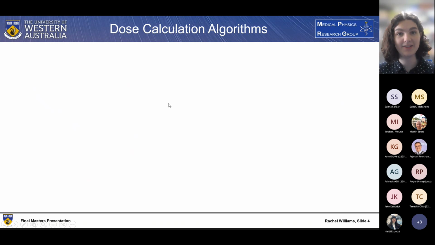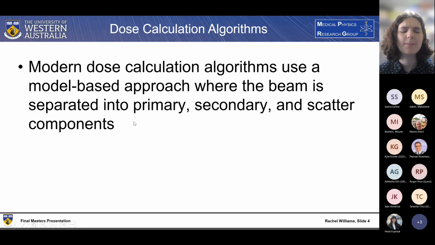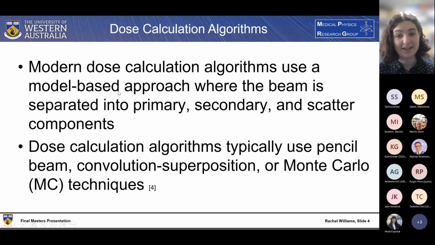A bit of background on dose calculation algorithms. Most modern dose calculation algorithms use a model-based approach where the beam is separated into primary, secondary, and scattered components. Dose calculation algorithms typically use pencil beam, where the beam is divided into infinitesimally small beams, convolution superposition, or Monte Carlo techniques, where Monte Carlo can either be stochastic or solved numerically.